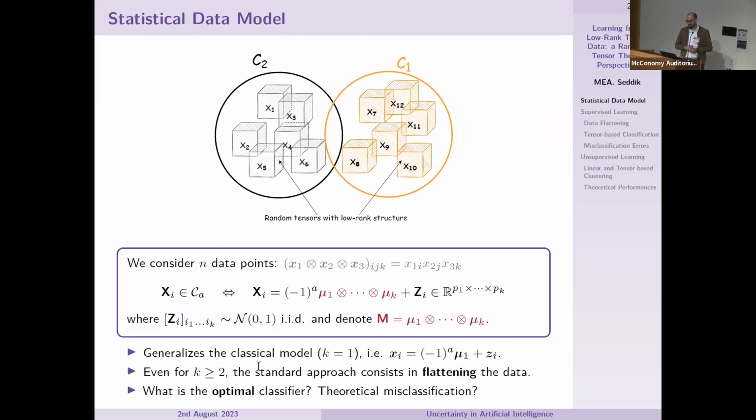So the question that we are asking here is, can we build some optimal classifier which can give us better accuracy than just flattening, seeing the data that we have as vectors? So how can we use this low-rank structure in the data in order to get an optimal classifier? And can we also characterize the theoretical misclassification error that we can get for this classifier? And basically compute the gap between the flattening operation and using the low-rank structure.